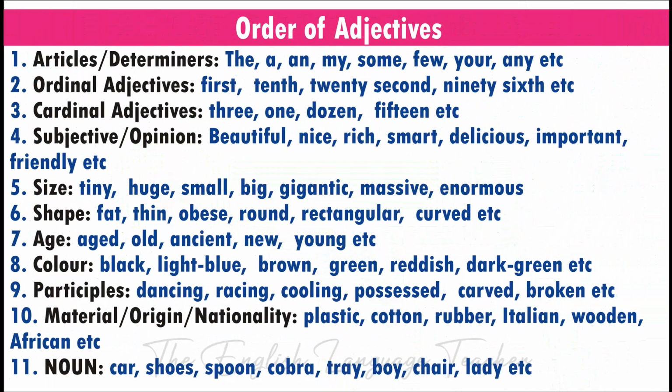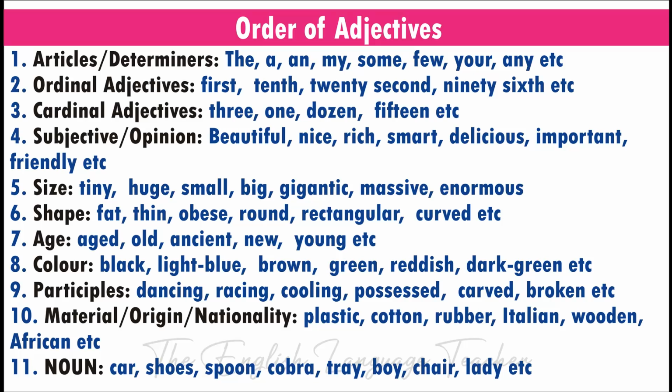Okay, on this page, we have the arrangement of these adjectives. We have to bear in mind that this order may vary depending on the context and the specific adjectives being used. However, following this order can help ensure that adjectives are used in a logical and natural way when describing a noun. So when you have multiple adjectives, the first to use are articles and their determiners. Examples of articles and their determiners are the, a, an, my, some, few, your, any, etc.